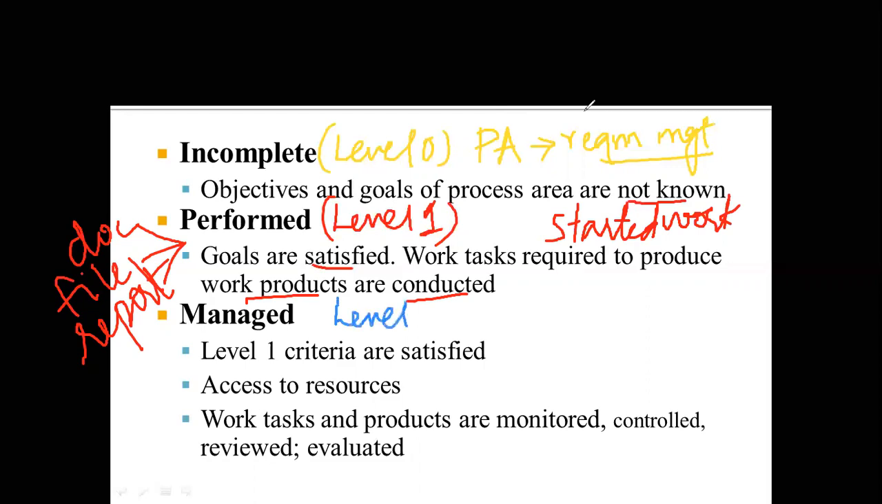Now this Manage level is going to be level 2. This level 2 is going to start when level 1 criteria is satisfied. When level 1 is completed, then only you can go to level 2. In level 2, level 1 criteria are satisfied. Then the next one is access to resources.